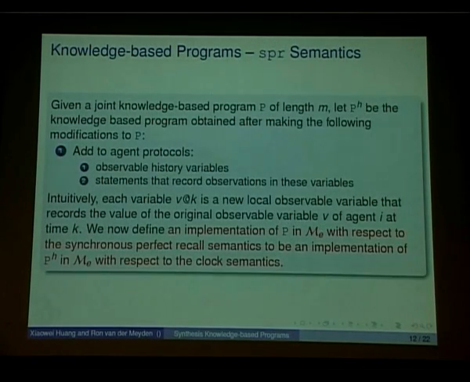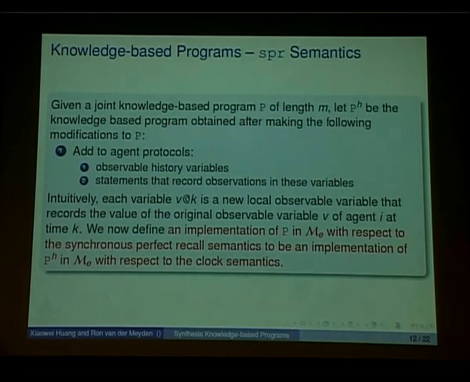Now we can also deal with synchronous perfect recall. The way we deal with synchronous perfect recall semantics is that if we have a knowledge-based program P of synchronous perfect recall semantics, then we do a program transformation and get another program, P_H, of clock semantics. In this way, if we can find a good implementation for P_H under clock semantics, this implementation is also a good implementation for P under synchronous perfect recall semantics.